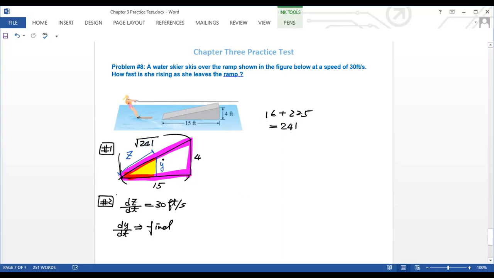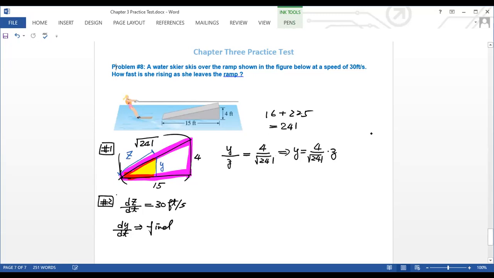Okay, so now based on this, let's try to relate y and z here. The ratio of this small triangle, y to z, is equal to my big triangle, which is 4 to the square root of 241 here. All right, so now I can get y: the relation of y is equal to 4 over the square root of 241 times what?